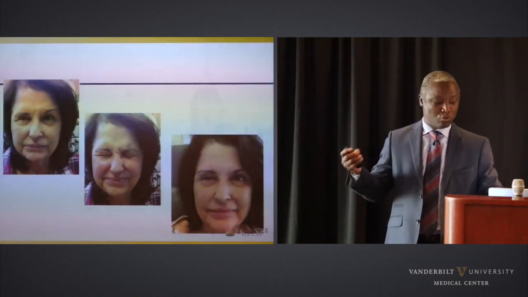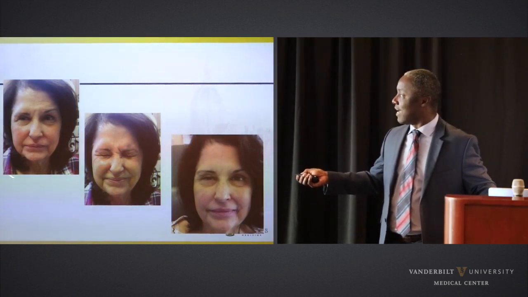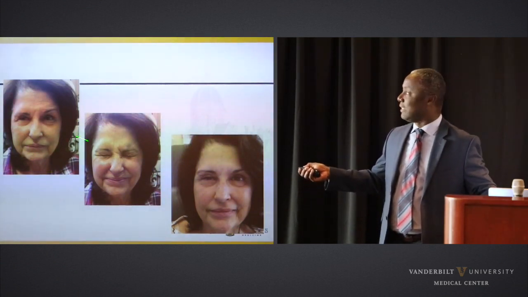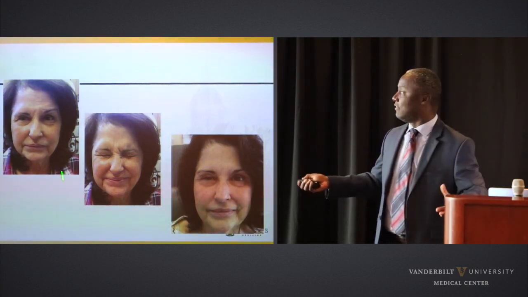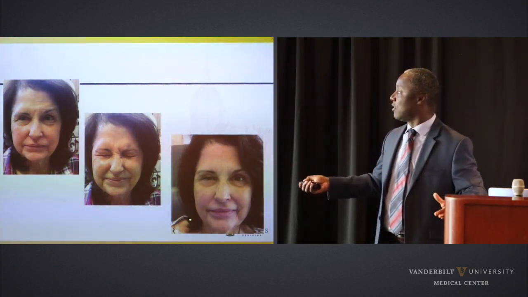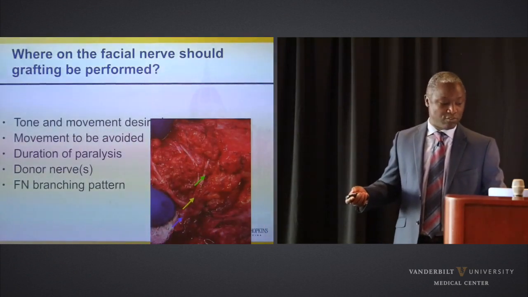So let's put them all together. This is a patient who had radical parotidectomy on the right side. The facial nerve was completely cut. I know the nerve is cut, so I can innervate right away. I've done a vascularized nerve graft, and if you look, even after radiation, the texture of the skin, the volume of the skin, the tone and the movement is decent. So that's what vascularized nerve grafts will give you.